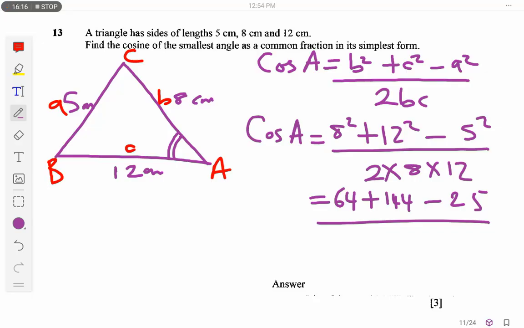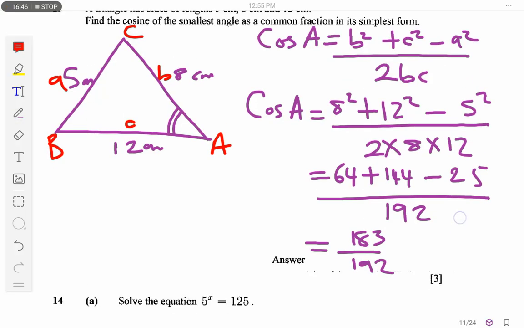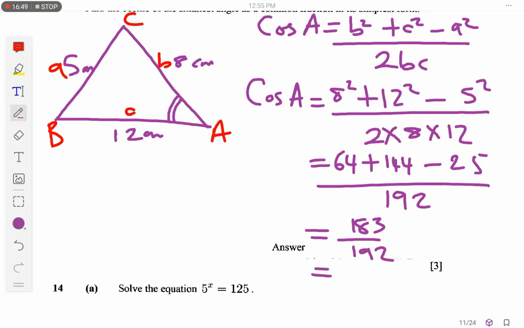12. Let me just multiply this one. 2 times 8 times 12, I'm getting 192 there. Okay. Then adding 64 plus 144, that's 208, minus 25, I'm getting 183 there over 192. Okay, so dividing this, I'll get 0.953 there. Okay, so cos A is equal to that.